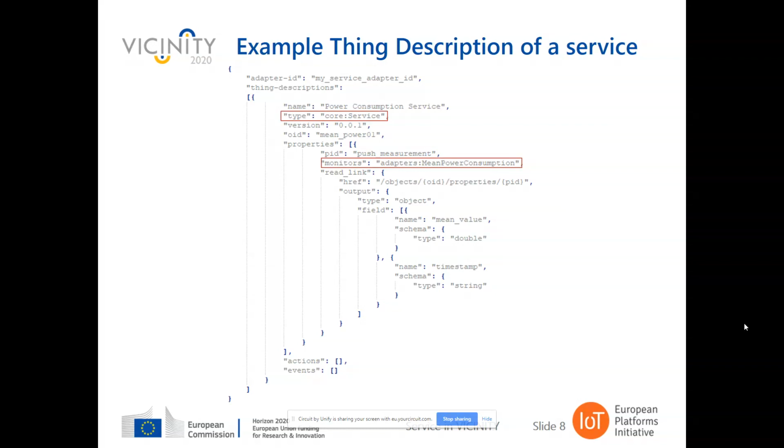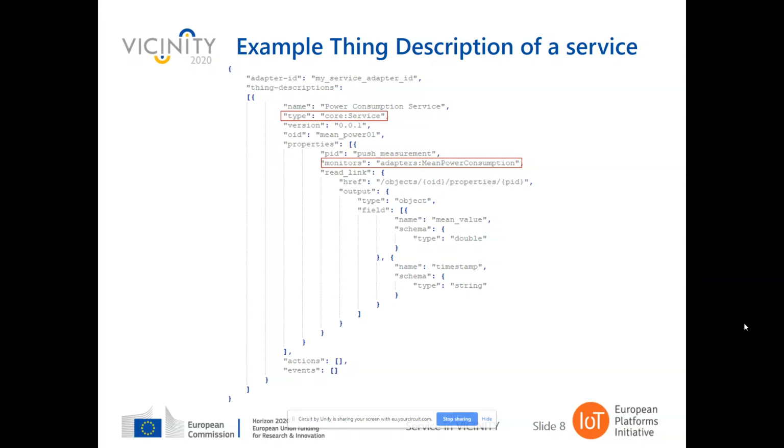So we have to define the type of this thing. In this case, it is not a device, but it is a service. And also define the main properties that this thing exposes to Vicinity. So in this case, for example, this service might gather information from power meters and calculate the mean power consumption and provide this to the end user.